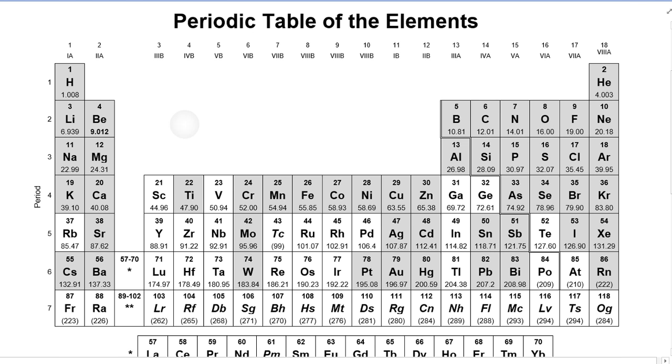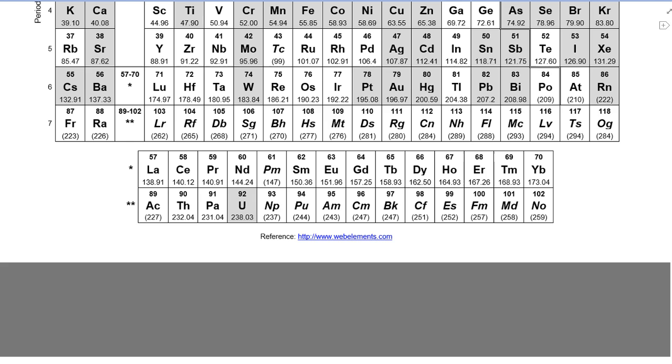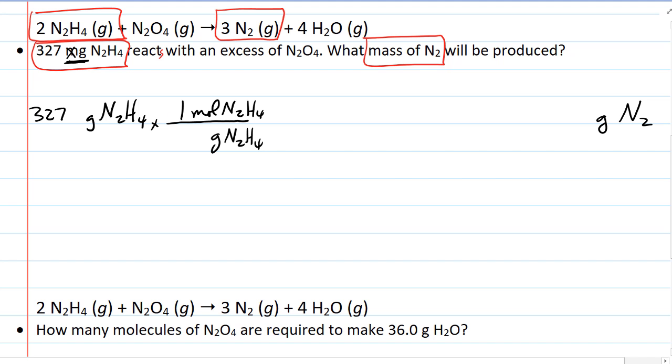N2H4. We have 2 nitrogens and 4 hydrogens. So we're going to have 28.02 added to 4.032, which is 32.052. All right, so let's just go with 32.05. So we put in the 32.05 right here.